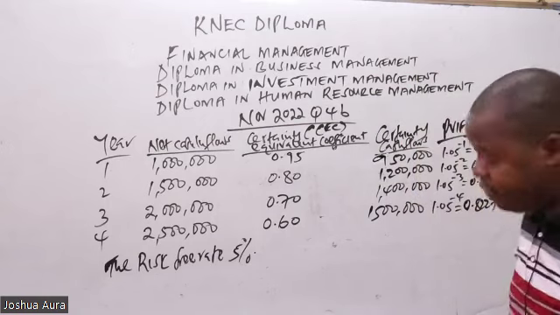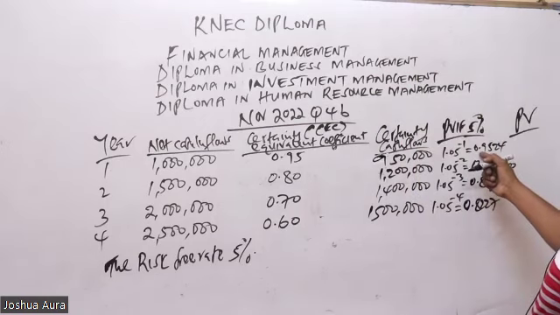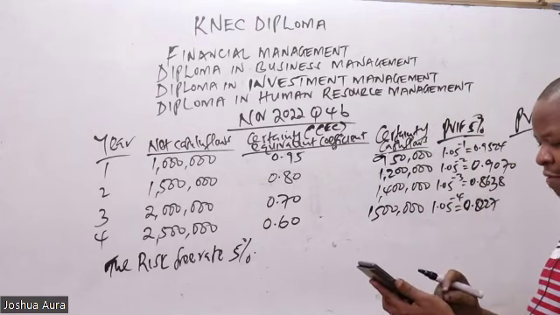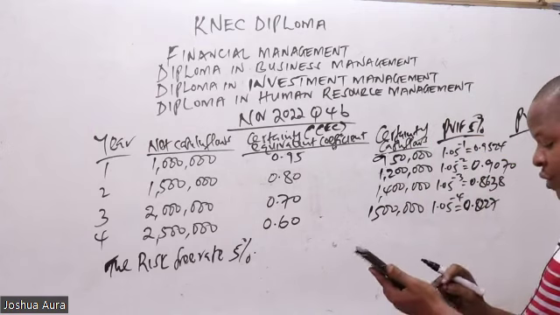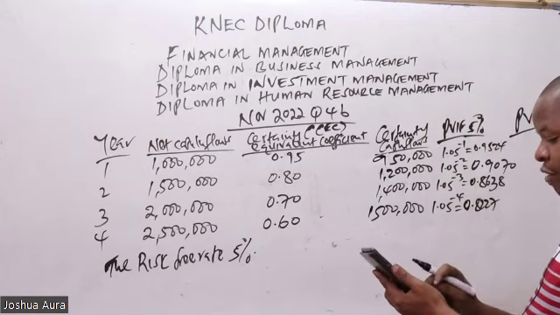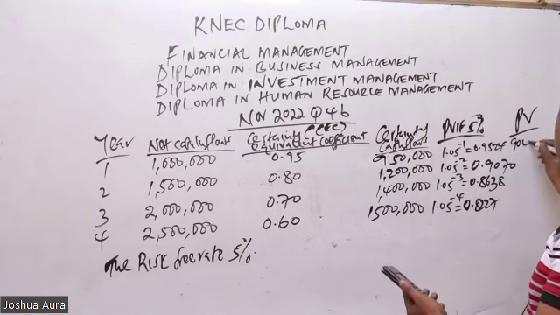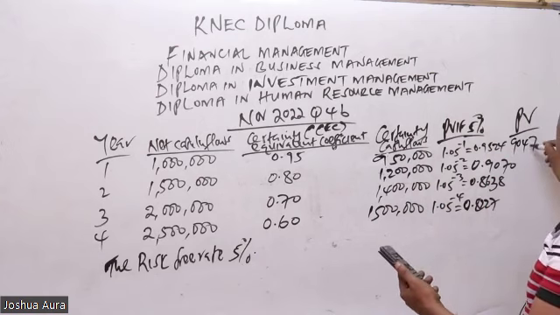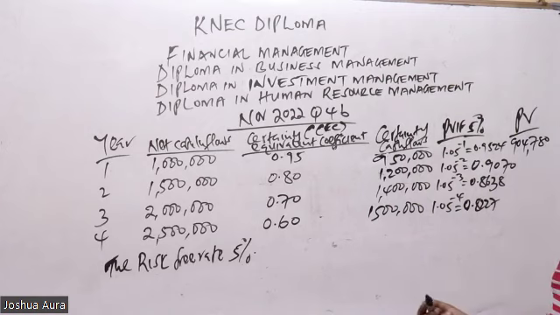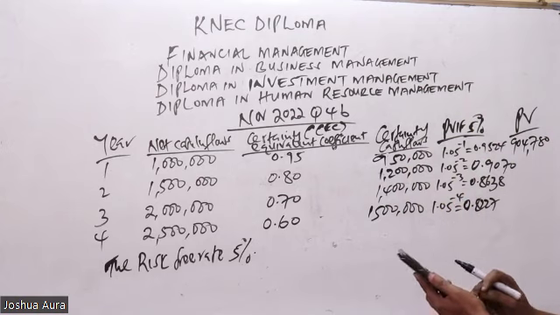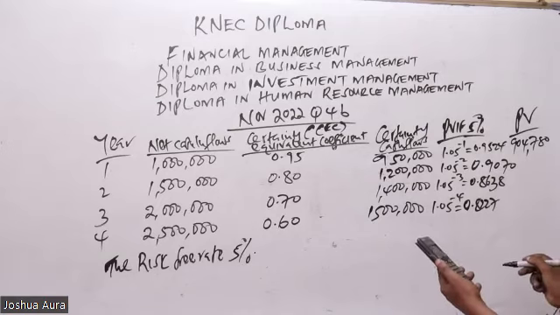950,000 times the discounting factor of 0.9524. What are we getting as our present value? 904,780. What about for year 2? We'll take 1,200,000 times 0.9070. What are we getting? 1,088,400.